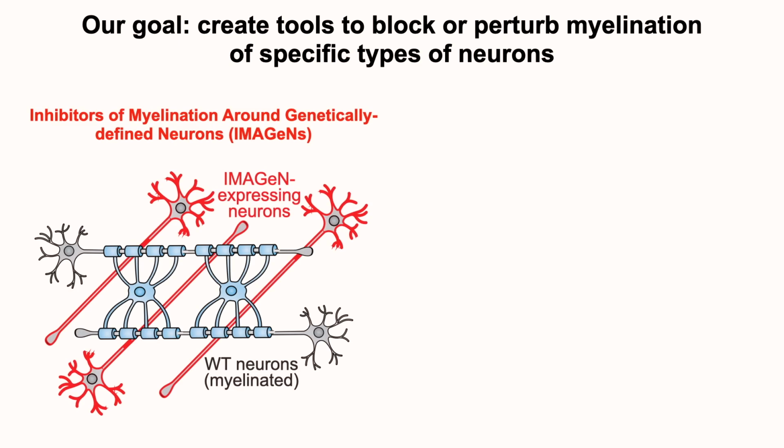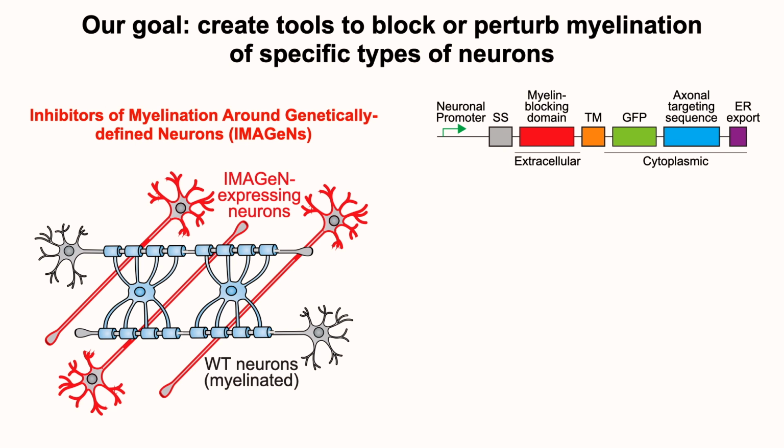Our goal is to create tools that can perturb myelination by perturbing that specific cell-cell contact between the neuron and the oligodendrocyte. In our vision, we would create tools that we're calling IMAGINEs, for inhibitors of myelination around genetically defined neurons, shown here in red, that when expressed on neurons effectively cloak these neurons, making them unable to be myelinated. So you see here in this graphic, the gray neurons running horizontally do not express IMAGINEs and are able to be myelinated like normal, whereas the diagonal red IMAGINE-expressing neurons were unable to be myelinated.